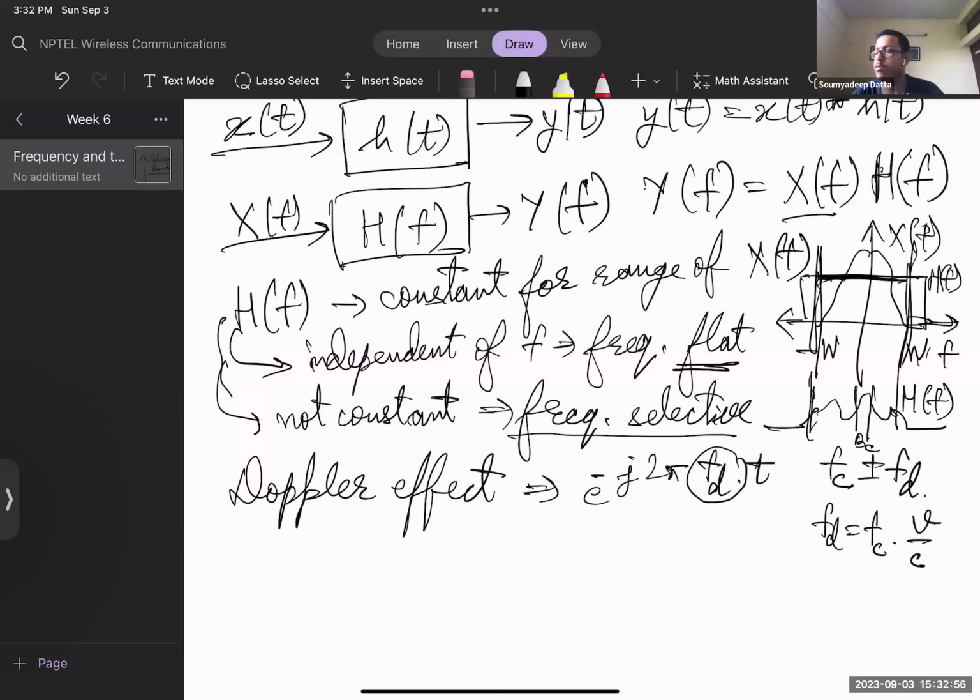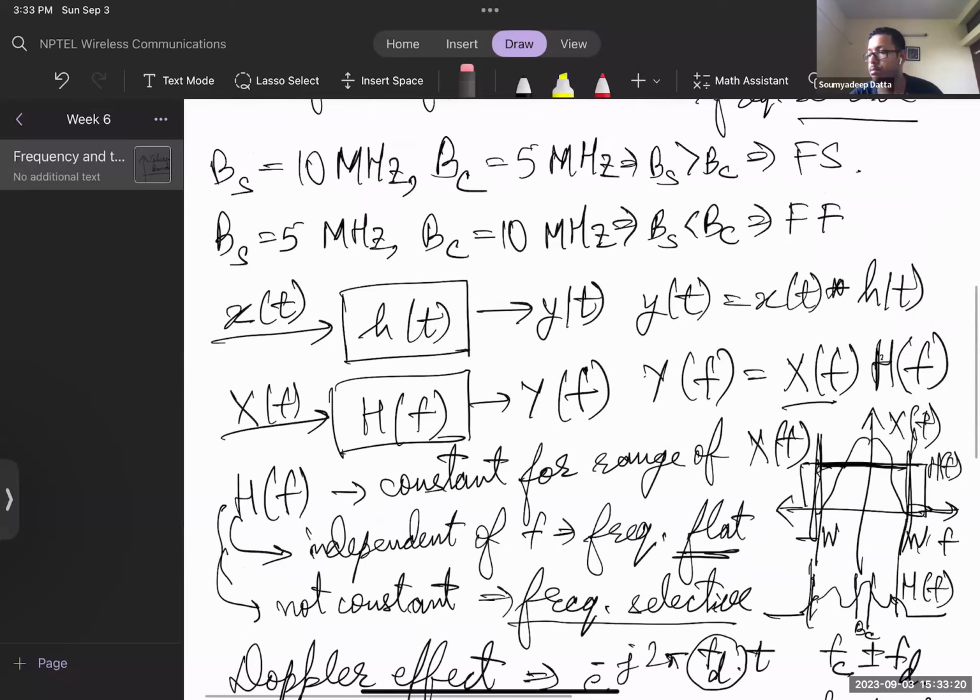So later, if you see MIMO expressions, this is one very common MIMO expression, like Y equal to HX plus M. Here we typically make the narrow band assumption and H is frequency flat. But that's for later. This is the key concept: frequency flat and frequency selective.